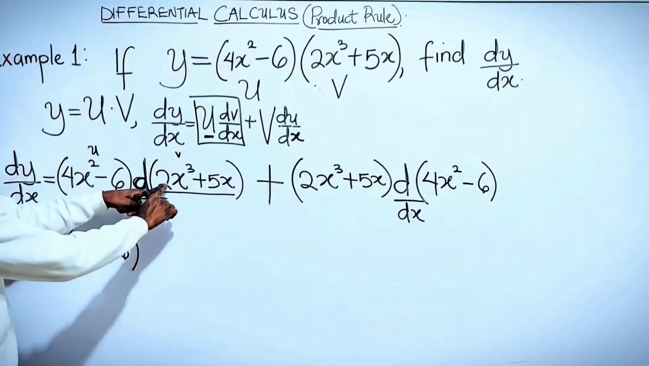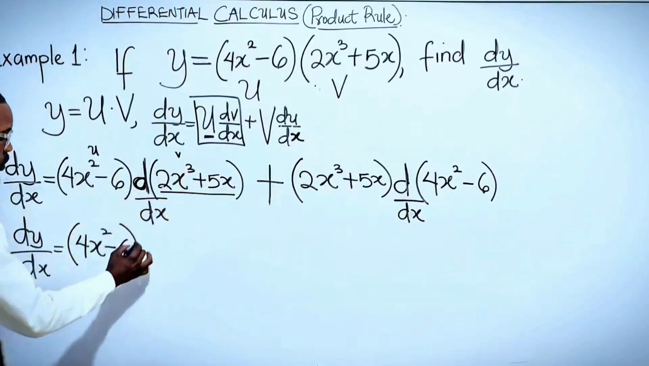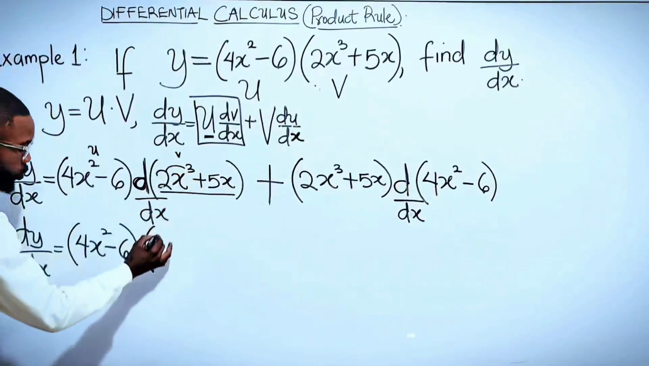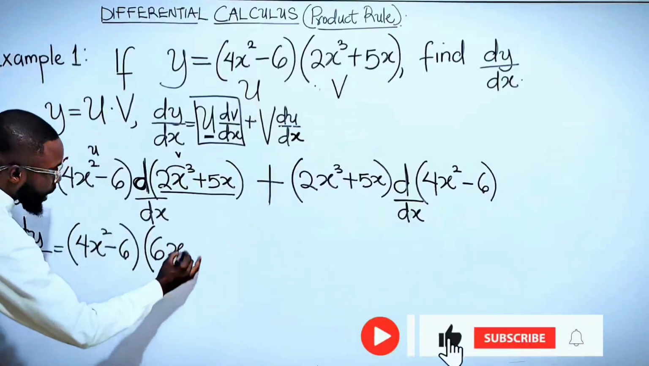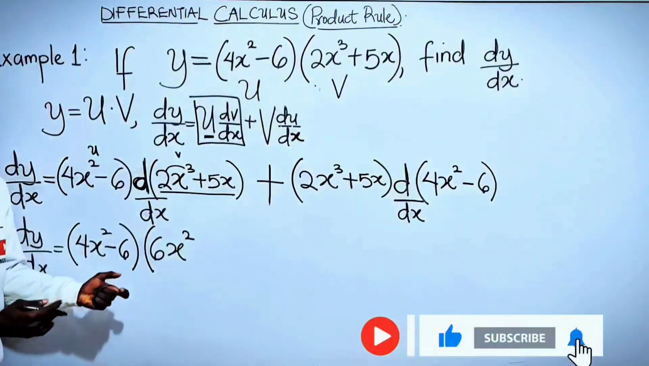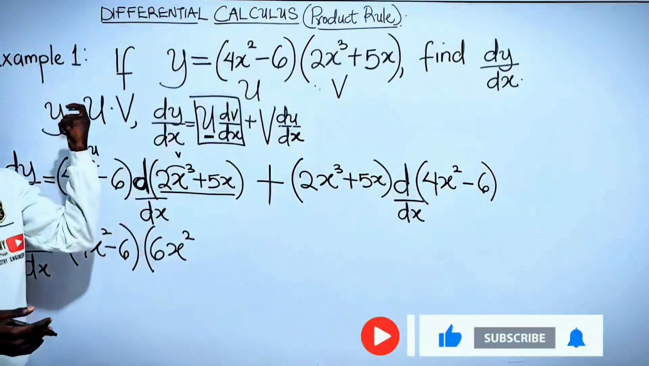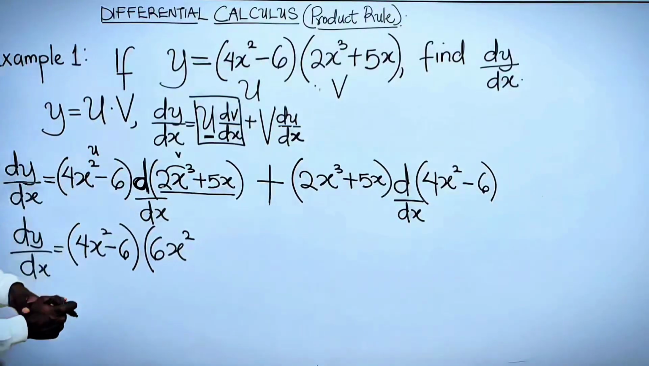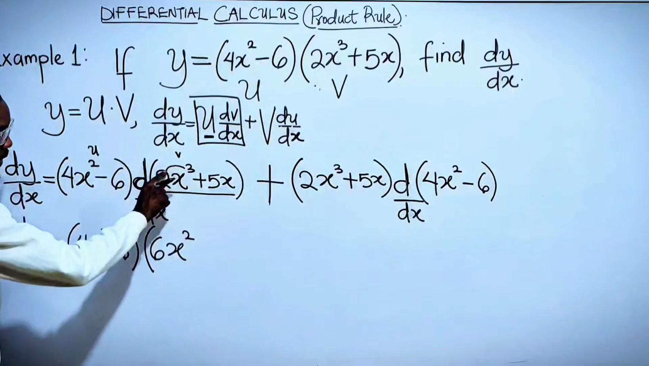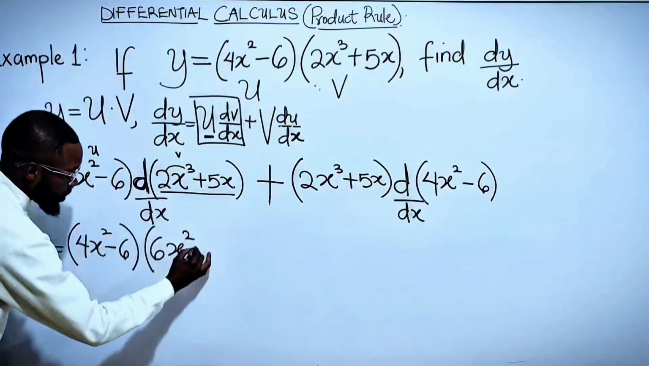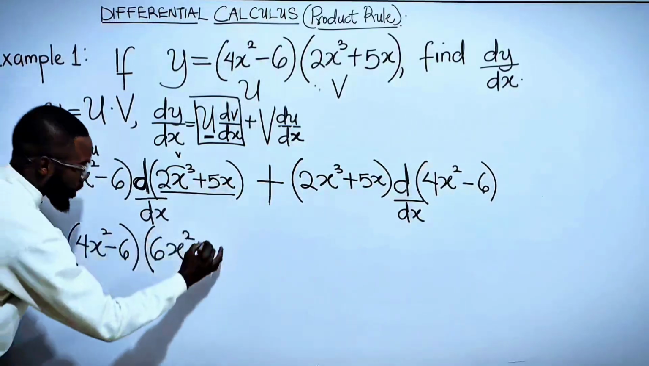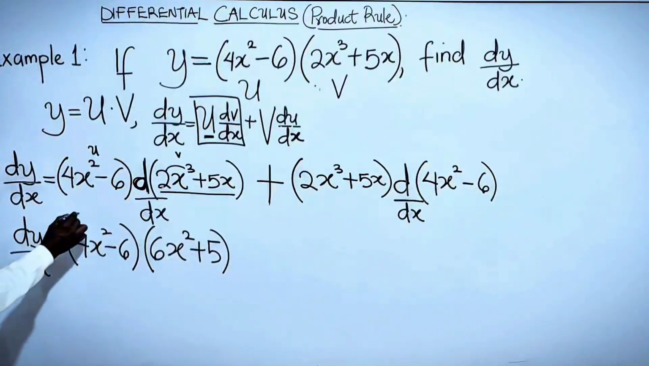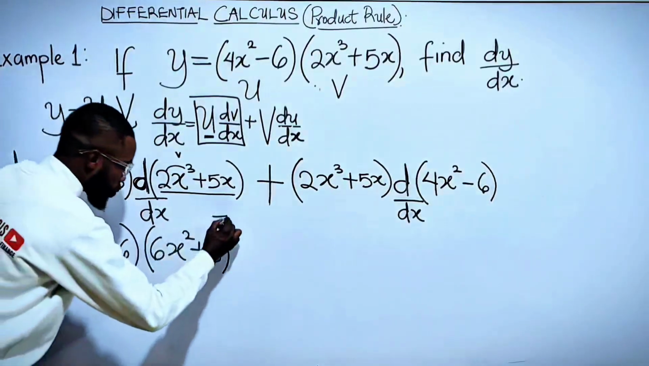If we differentiate 2x raised to power 3, what do we get? It means 3 will multiply 2 to give us 6x squared. I've taught how to differentiate these in our previous videos, and I'm going to leave the link to that video in the description box below. So if we differentiate this, we have 6x squared, and if we differentiate 5x, we have just the constant 5. So we're done with the first one. I use a square bracket for the first one.